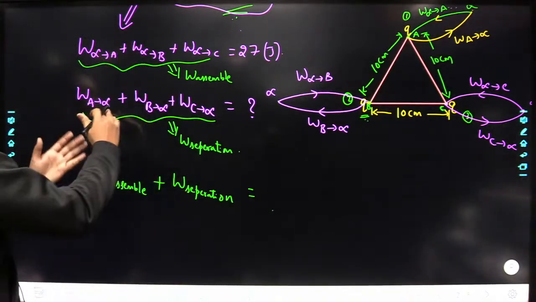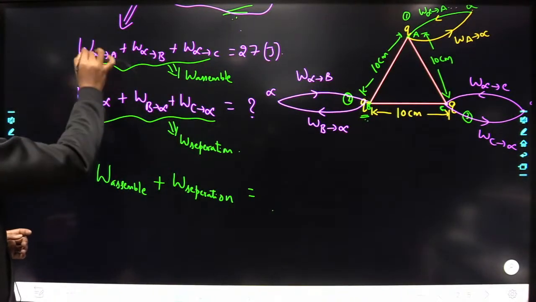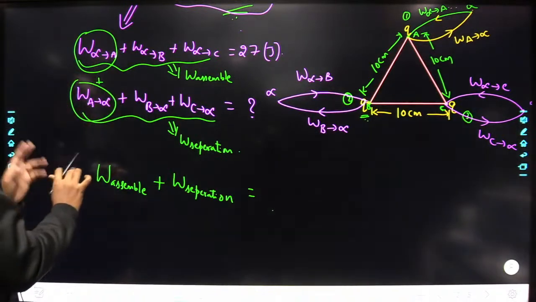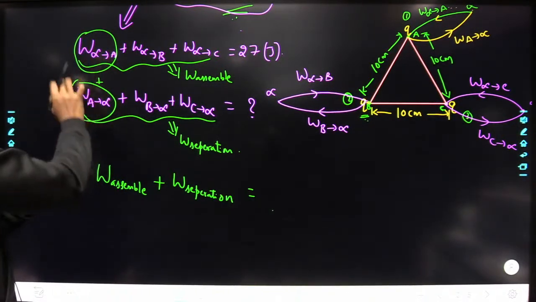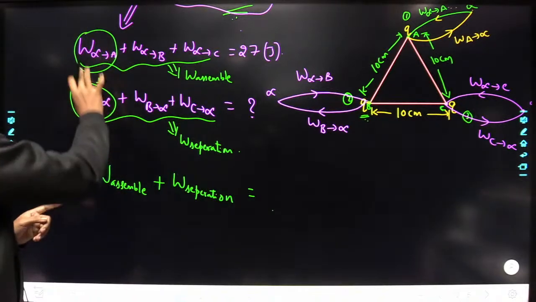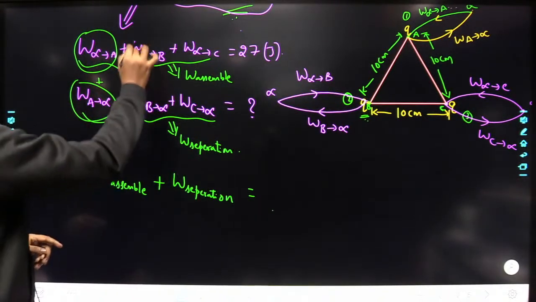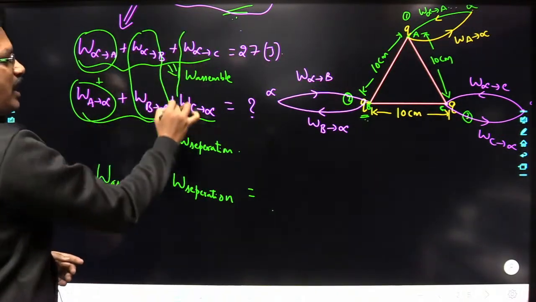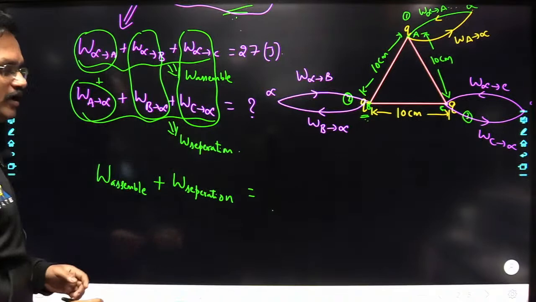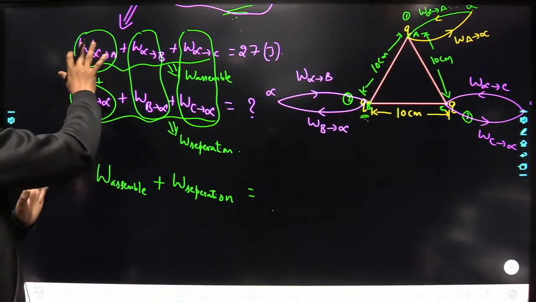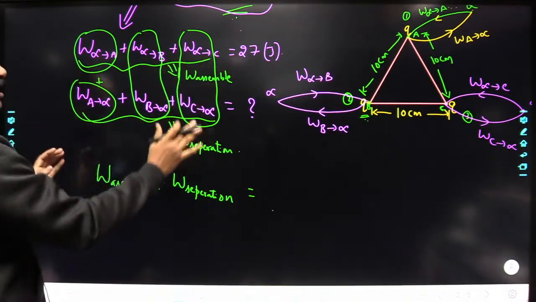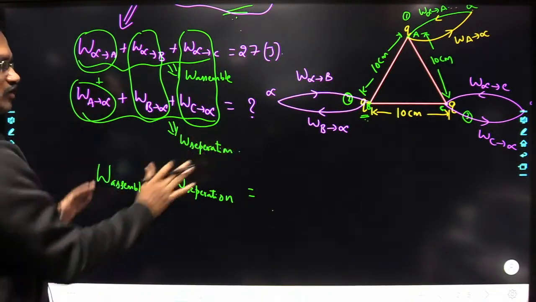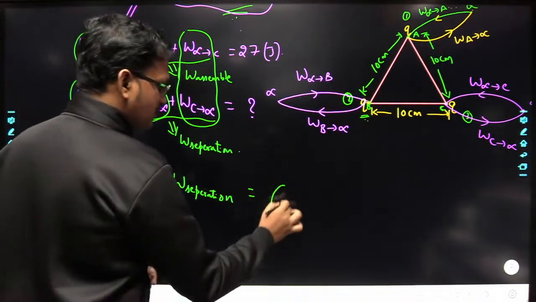See, if you add up these two, you are going to get work done from infinity to A plus work done from A to infinity. So that means it represents the work done around any closed path. So if you add up these two, you are going to get 0. Similarly, if you add up these two, you are going to get 0. Similarly, if you add up these two, you are going to get 0. So that means if you add up the work done to assemble the charges and the work done for separation of charges, this must be equal to 0.